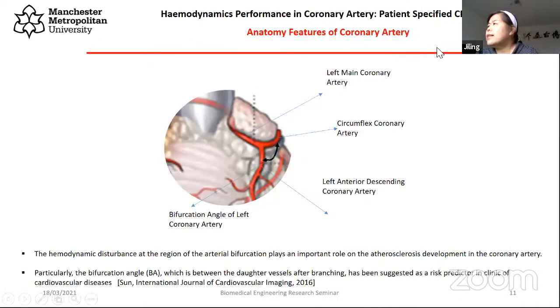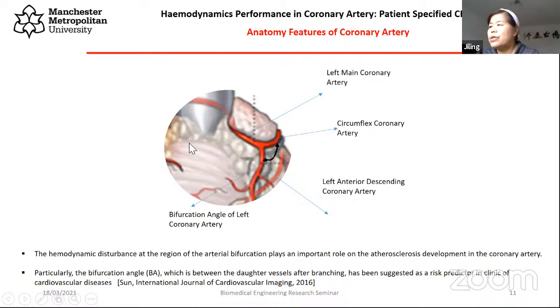And this is another project that is related to computational modeling. That is one of my current projects. We use this CFD model, the patient-specific CFD model, to investigate the hemodynamic mechanism of atherosclerosis formation and development in the coronary artery.